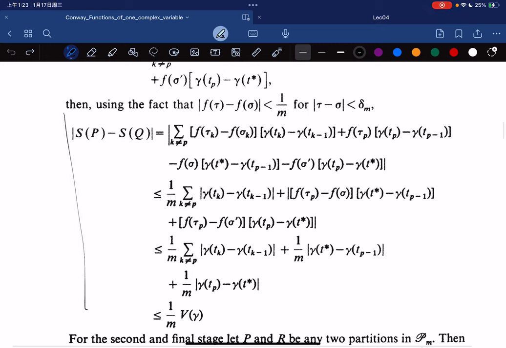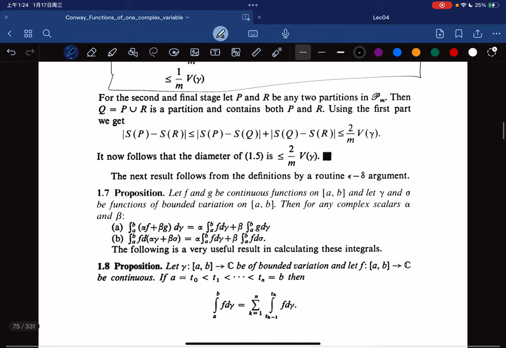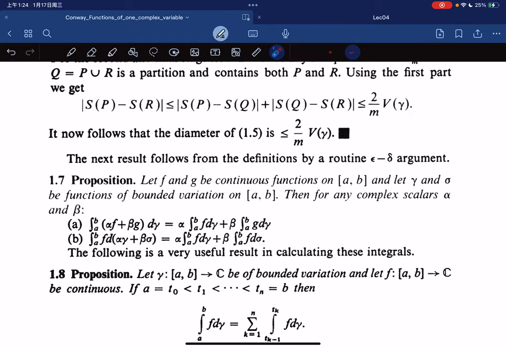Here is the computation, which I skipped. It's kind of tedious. And Proposition 1.7 is trivial. Let F and G be continuous and of bounded variation. For complex scalars alpha and beta, we have these two inequalities. I have finished it, so you can also finish it.